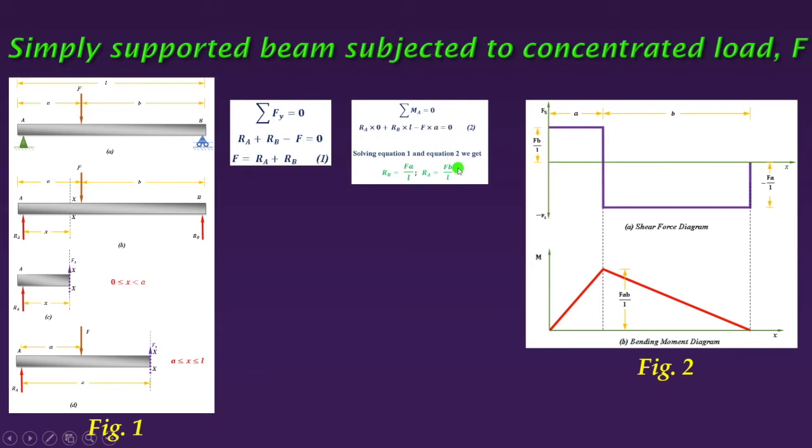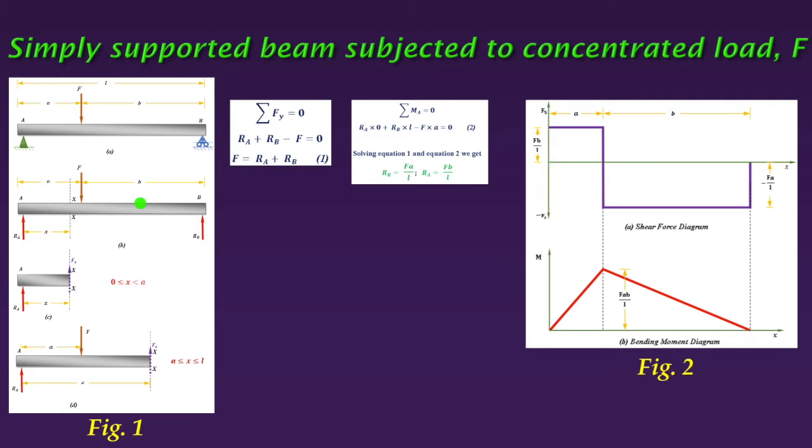Now, we have to find out the shear force. Let's consider any section X. Now, the characteristics of shear force and bending moment will change depending on the position, or at what distance we are considering this section X. It is before F or after F. That is a significant change.